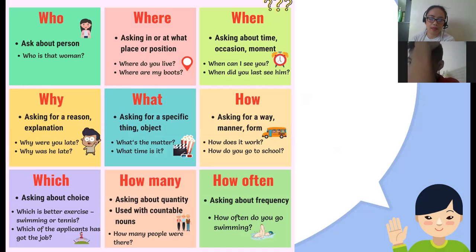How about the example sentence or the example question? How many people? Which is better exercise? Swimming or tennis? Which of the persons has got the top? How many people were there? How often do you go to swim?